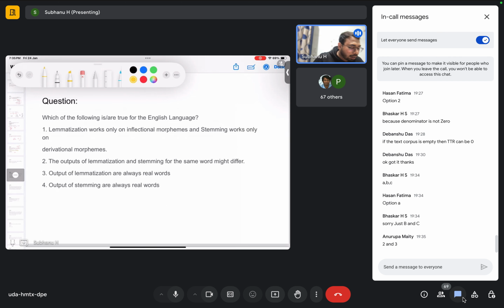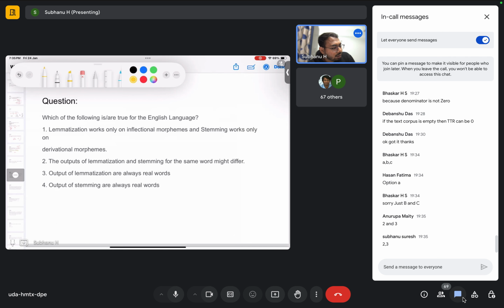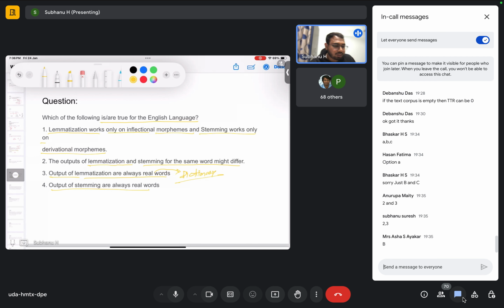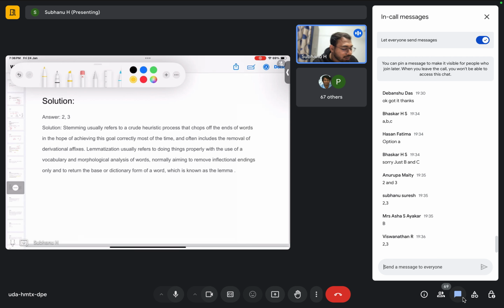Okay. Yeah, let's discuss that. Which of the following is/are true for the English language? First, lemmatization works only on inflectional morphemes and stemming works only on derivational morphemes. Second, the output of lemmatization and stemming for the same word might differ. Third, output of lemmatization is always a real word, output of stemming is always a real word. Real words here means a word which can be found in the dictionary. This is a multiple select question, called MSQ. There are multiple options which are correct.